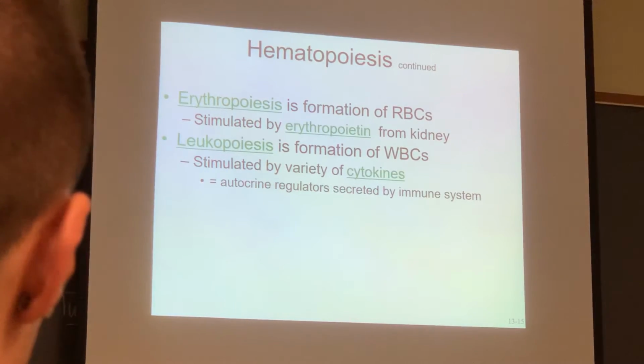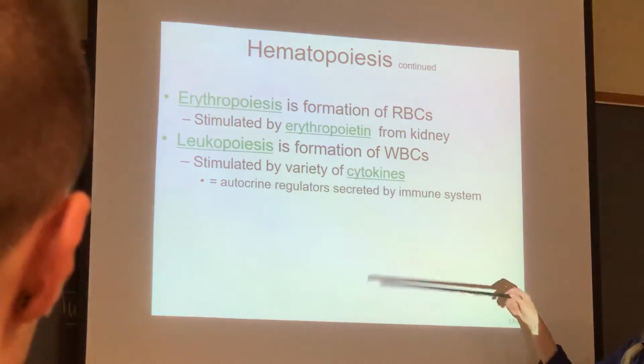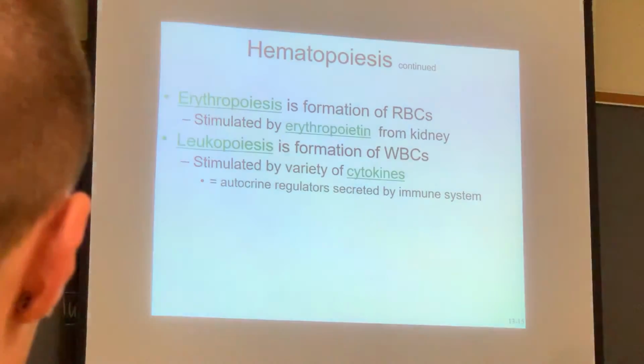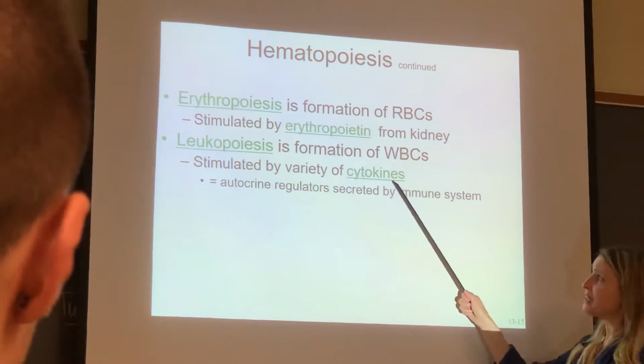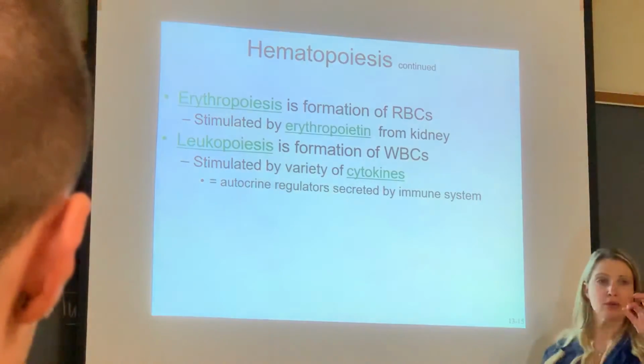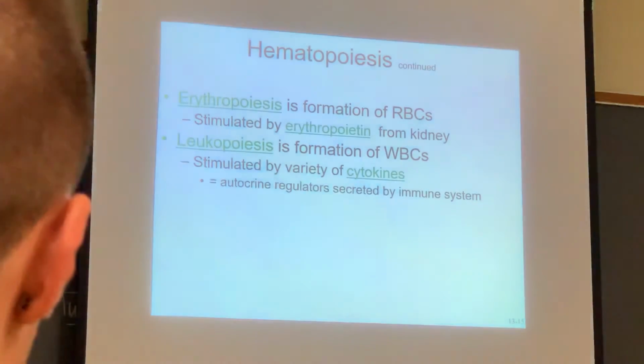Fight off infection, because that's what white blood cells do. They're involved in immunity. This is stimulated by a variety of cytokines. It's basically a cascade of events. We're not going to get into the particulars here because this isn't an immunology class, but basically these cytokines are going to trigger what kind of white blood cell we need to make more of in order to be able to fight the infection that we have, whichever type it is.